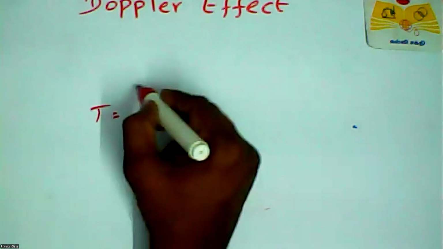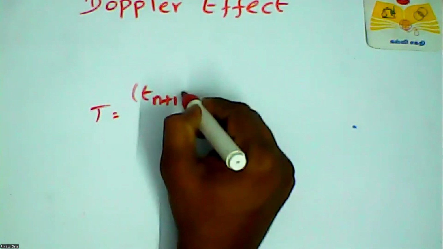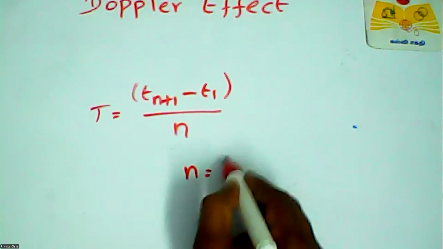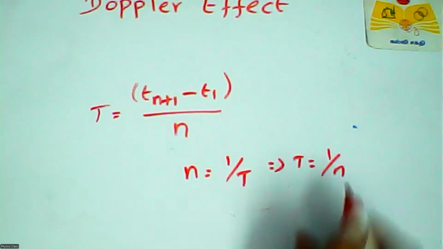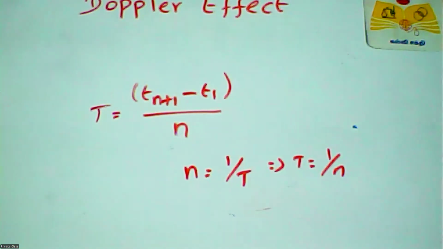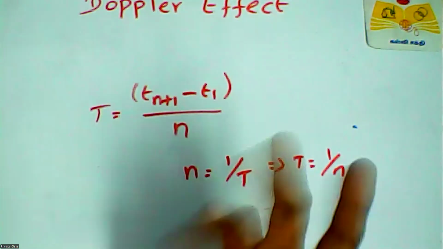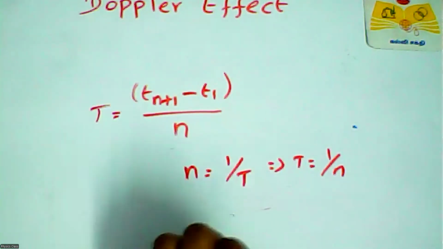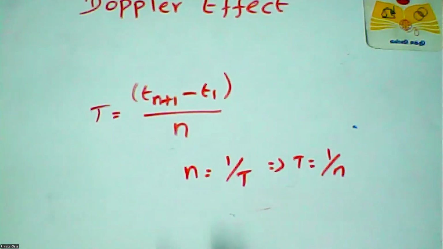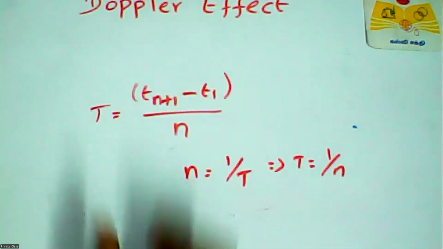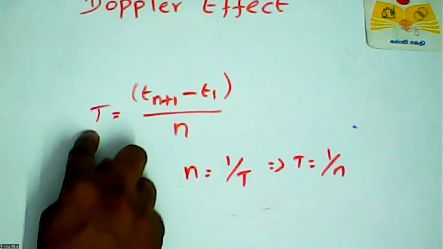Right. So t n plus 1 minus t1, we have to divide by n, because frequency is equal to 1 by t, or t is equal to 1 by n. Time period is equal to number of vibrations by frequency. Here, we have to find the time interval between these two, because it gives a number of crests. We don't know how many crests. One man counts 10 crests, some other man counts 12 crests. So we have to put only t n plus 1 and t1, which gives the number of crests. So number of crests by frequency gives time period.